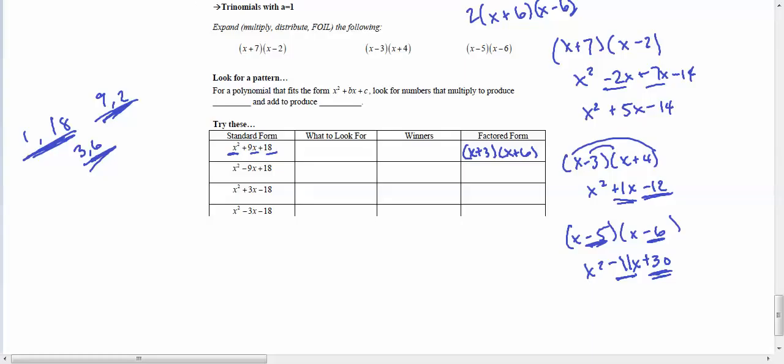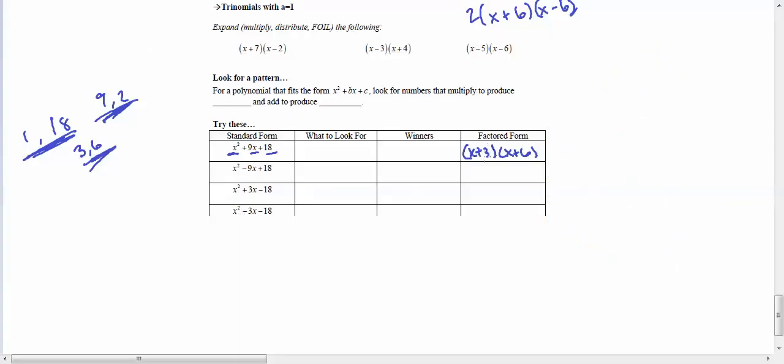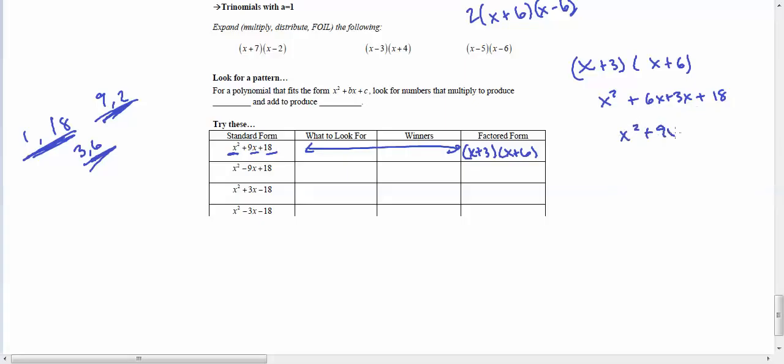So here's what we're going to do. I'm suggesting to you that this is the same as that. This is my factored form. Here's my standard form. But it's saying the same thing. Let me prove that to you. I'm just going to do the reverse of it. x plus 3 times x plus 6, I'm going to FOIL this. x squared plus 6x plus 3x plus 18. I can combine the middle terms. So I've got x squared plus 9x plus 18. Look, it's the same thing.